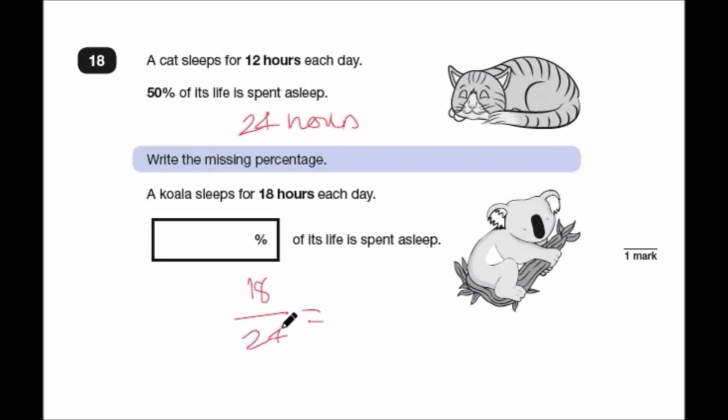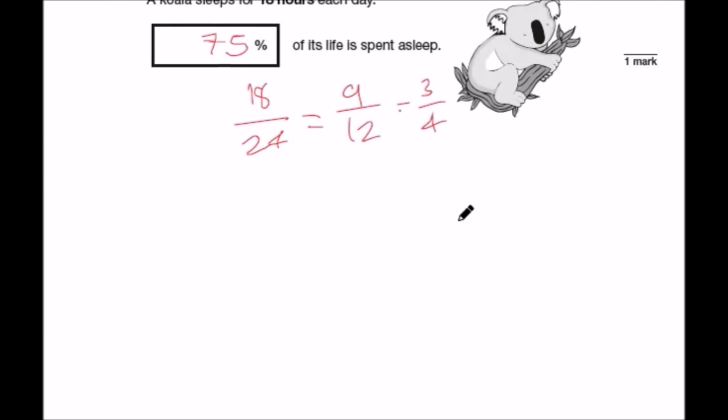So 18 over 24. So let's half this first. So half of 18 and half of 24 should give us 9 over 12. And they're both in the 3 times table, so divide them by 3, you should get 3 over 4. So yes, 3/4 is the same as 75%. So we need to know 3/4, 1/4, and a half by heart at least, and a third.